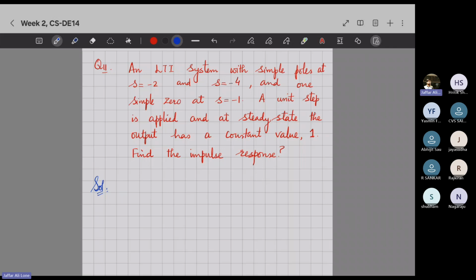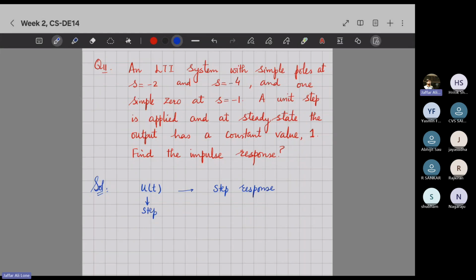It's given in the question that a unit step is applied, and at steady state, the output has a constant value of 1. And we have to find the impulse response. I told you in the beginning, what is impulse response? What is step response? If you give input as u(t) to your system, that is a step input, then the output is called step response.